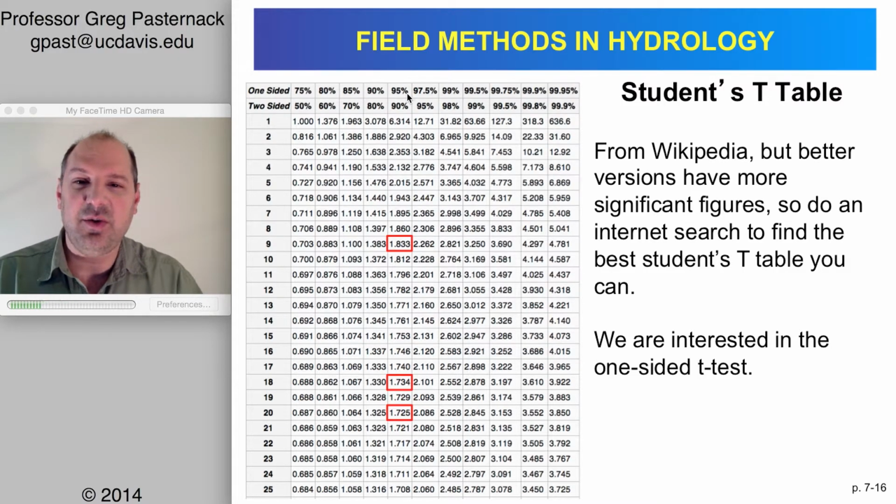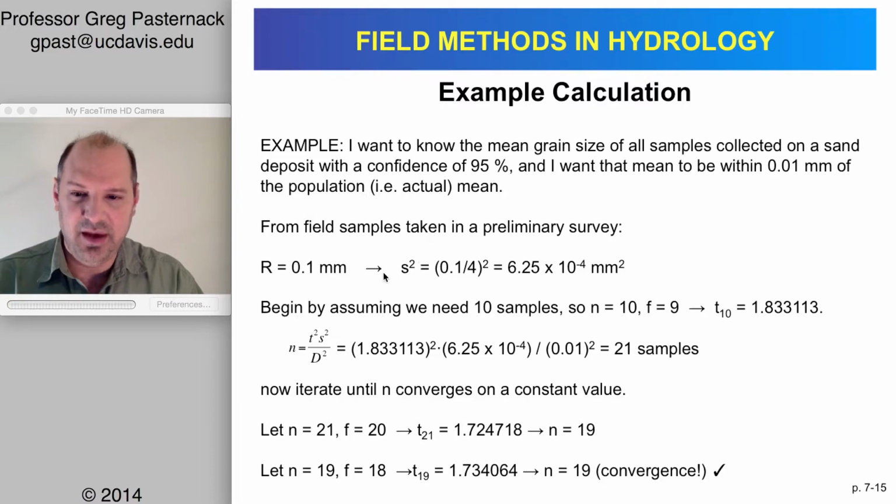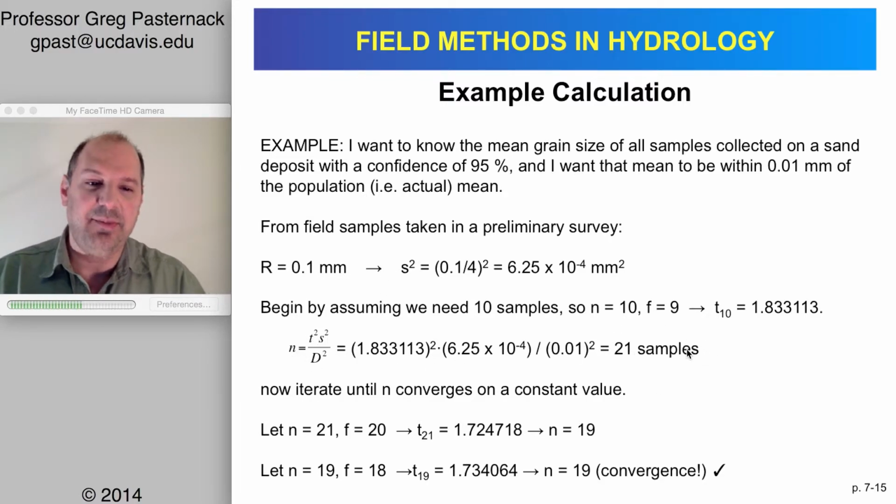That's a statistics question, and if you want to understand that, there's a really good short 5-minute video on the Khan Academy about the choice of one-sided or two-sided in statistical testing. So I encourage you to go take 5 minutes and look that up. When I do that, I go down to 9 samples there, and I get this value of 1.833. I put that into my formula, and I calculate 21 samples.